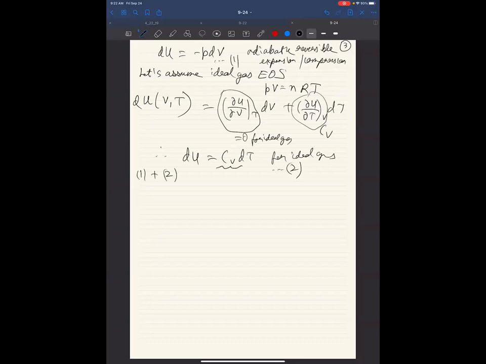If you put this in the left-hand side of equation 1, you get CV dT, and the right side is minus P dV. This is true only for an ideal gas. If it was not an ideal gas, you won't be able to write this. Your differential equation will be way more complicated. It can be solved, but it will be complicated. We have a simple equation now. Again, keep your eyes on the prize.